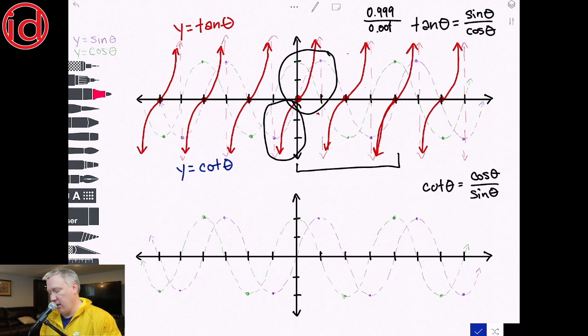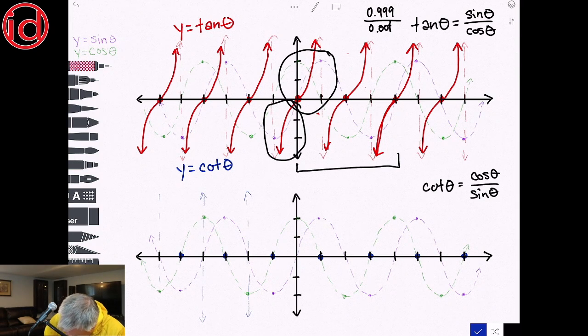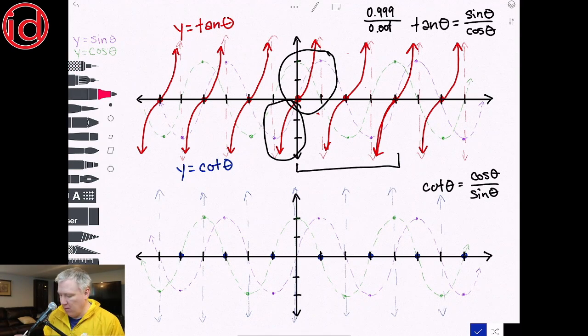Okay, cotangent, the top is cosine. So when the top is 0, cotangent is 0. So when cosine is 0, cotangent is 0. So let's go ahead and draw that in. Cosine being the green graph. Okay, so when cosine's through the middle, cotangent's through the middle. Now, for cotangent, sine's on the bottom, so when sine is 0, I have a vertical asymptote. Okay, now let's go ahead and graph this.